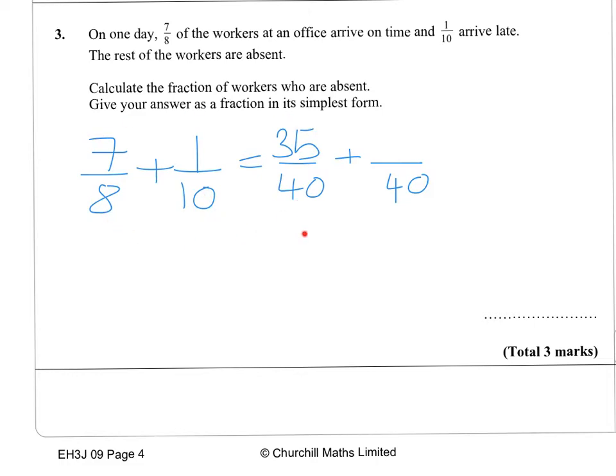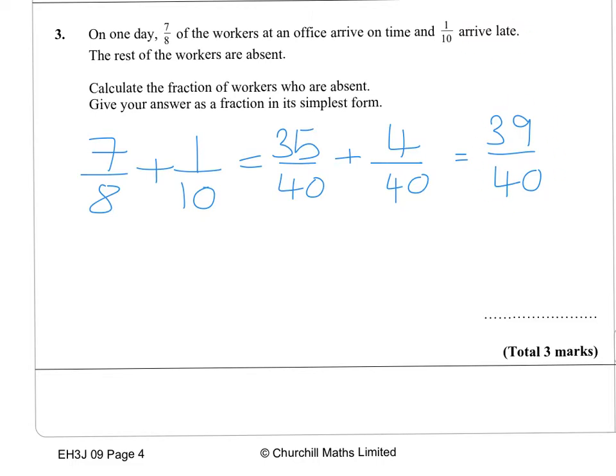What do I times 10 by to get to 40? I times it by 4. What must I do to the top? Also times it by 4. So we get 4 over 40. When we add fractions, the bottom number stays the same. 35 plus 4 is 39. So the fraction of workers that arrive on time and late added together is 39 over 40.